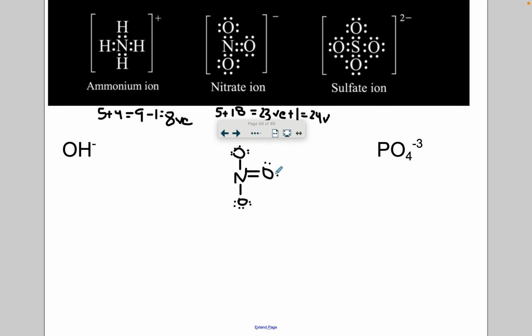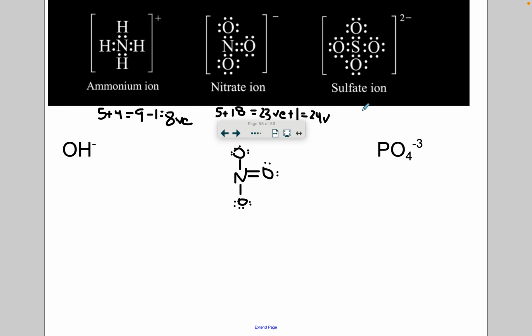You erase the lone pairs. 2, 4, 6, 8, 10, 12, 14, 16, 18, 20, 22, 24. Well, I really miscounted, but it's 24. And then do I have an octet? Yes. Does this have an octet? Yes. Does this have an octet? Yes. Does nitrogen have an octet? Yes.